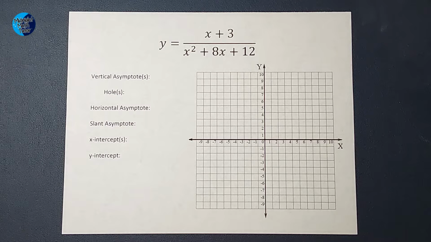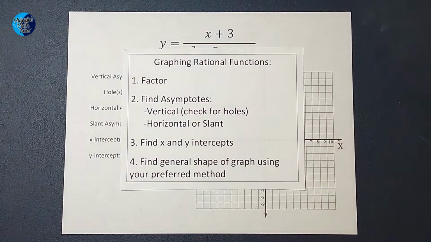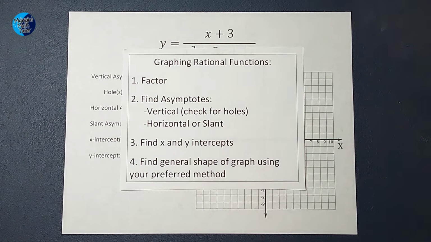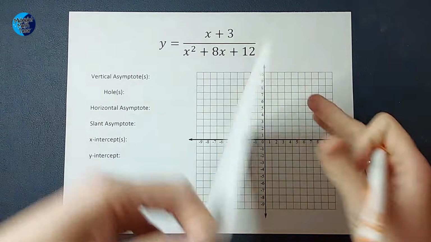So when we graph these, we follow 4 rules. First, we're going to factor, then we're going to find our asymptotes, check for holes. Then we're going to find our x and y intercepts. And last, we're going to figure out the general shape of our graph using our preferred method, which we will talk about once we get there. So first thing we're going to do is factor.